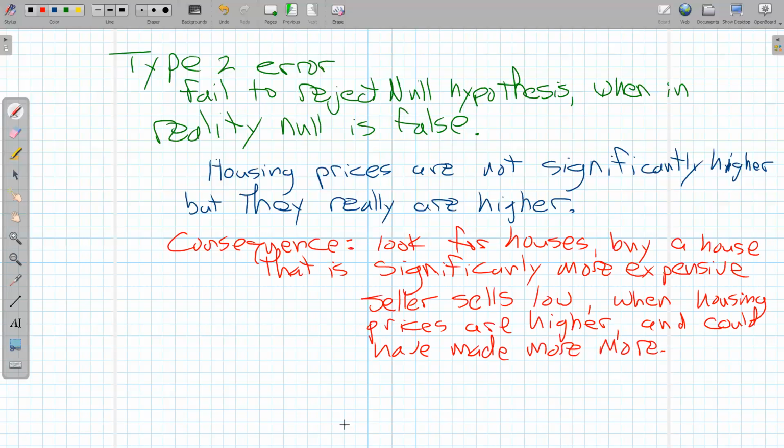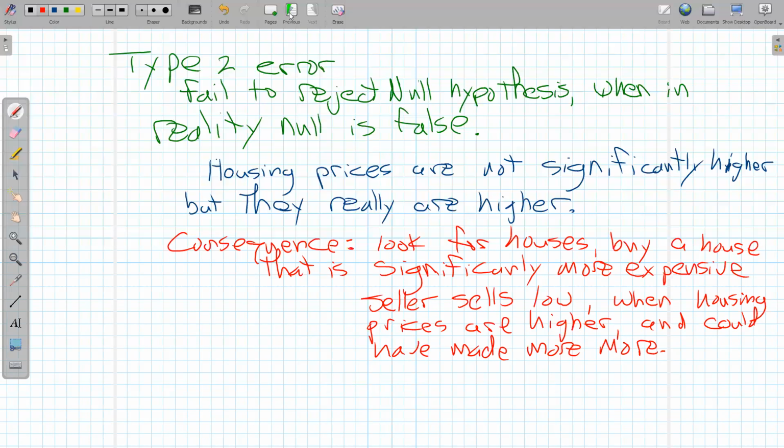And then I like to think about, well, which is worse, the type 1 error or the type 2 error here? So let's see, the type 2 error, somebody goes out looking for a house, they're told housing prices aren't higher, and they buy a house that's more expensive than it was last year or the year before. Yeah, that costs in the long run. That's kind of a big deal. Seller puts their house too low on the market, but it's probably going to sell quick, but they don't make as much money as they could have.